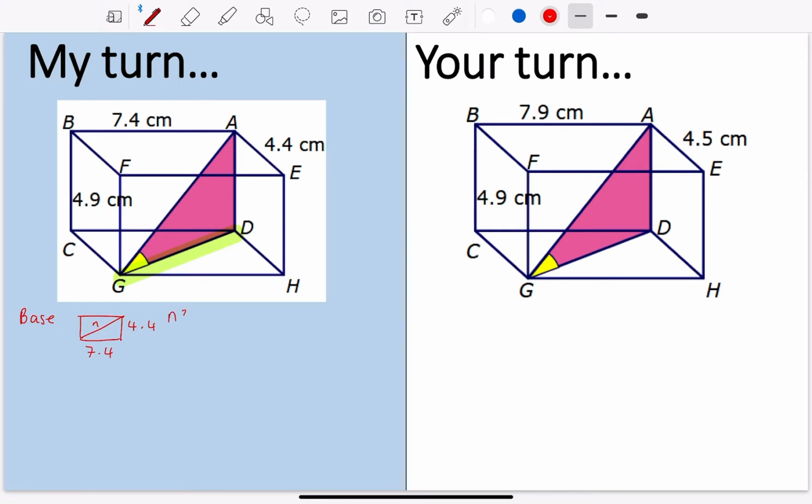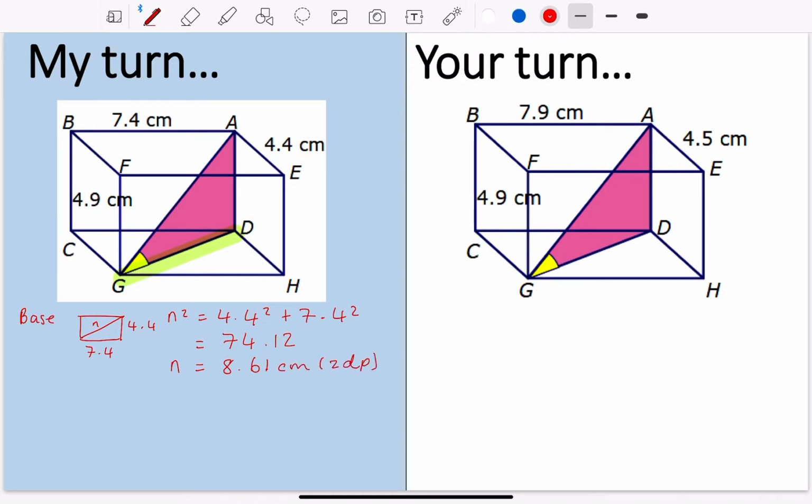So I'm going to get n squared is equal to 4.4 squared add 7.4 squared. That is going to give me a total for n squared of 74.12. I'm then going to square root that to find my value of n, which is 8.6. And it carries on. To two decimal places, you're going to get 8.61 centimetres.